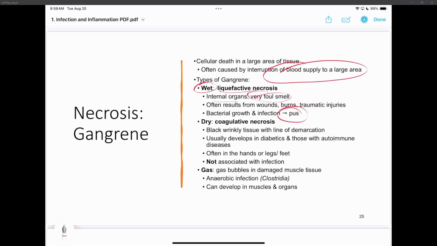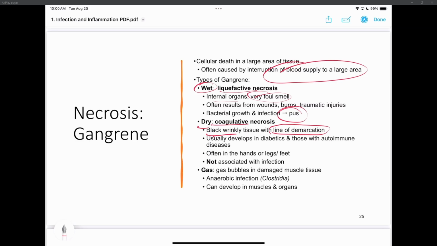Dry gangrene, or coagulative necrosis. They're going to have black, wrinkly skin with a distinct line of demarcation. You will see on this picture that I show you, you have normal tissue, then all of a sudden there's a line and everything above that is black. That is dry gangrene. It looks dry. The wet gangrene will look wet, and I'll show you pictures in a second.